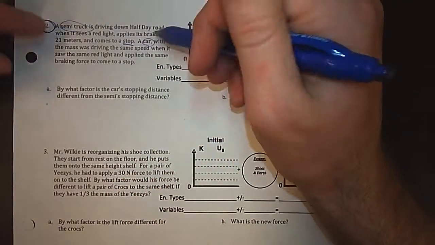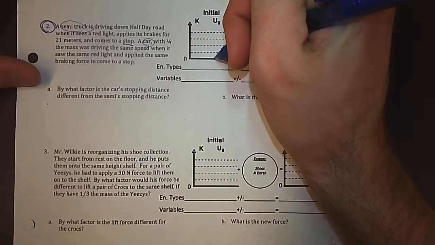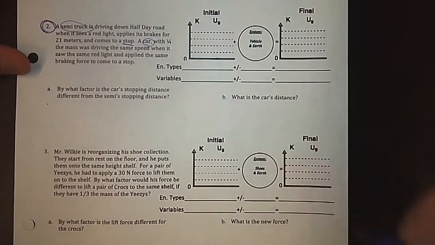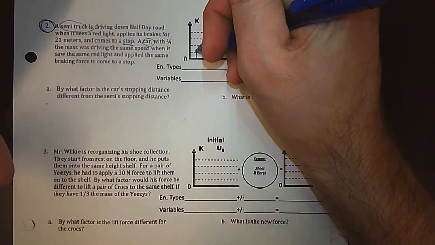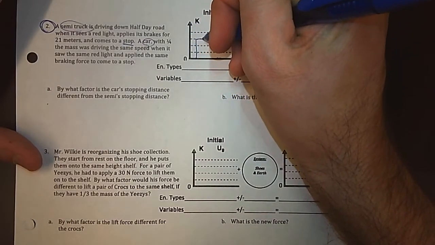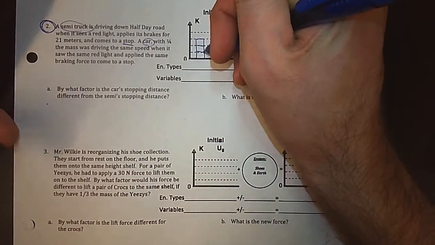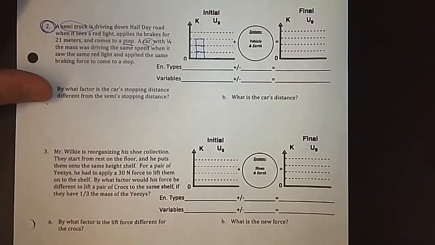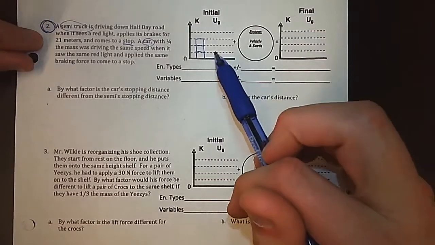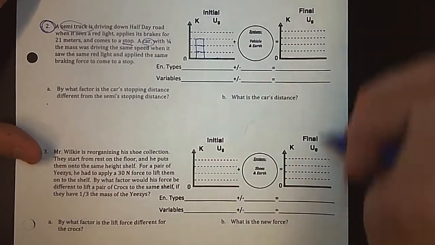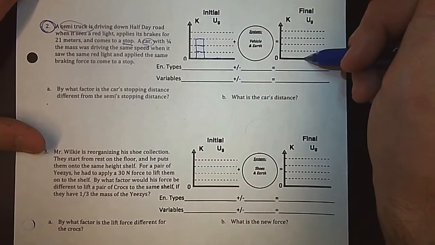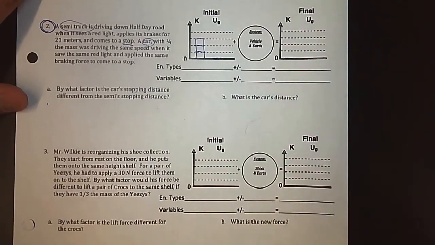So if I look at my beginning situation, driving down Half-Day Road is on the ground, so no potential energy. They're moving, so I know I'm going to have some kinetic energy. I'm going to put 3 blocks. And then it looks like they come to a stop at the end, so there's no kinetic energy at the end. And I'm still on the ground on Half-Day Road, so no potential energy.